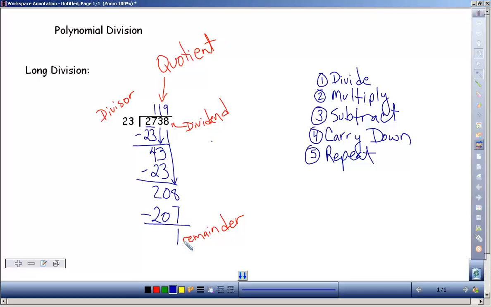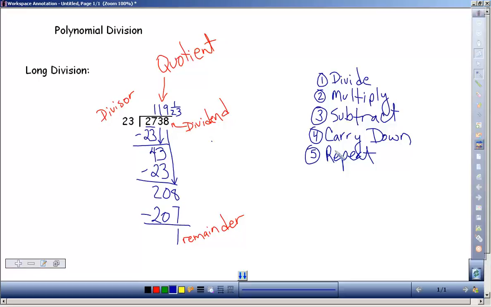And if you remember, to write a remainder, we always want exact numbers, so we're looking for fractions. You just take whatever your remainder is and you put it over the divisor. So that means we have 1/23 left over. So 2,738 divided by 23 is 119 and 1/23. So that is long division.